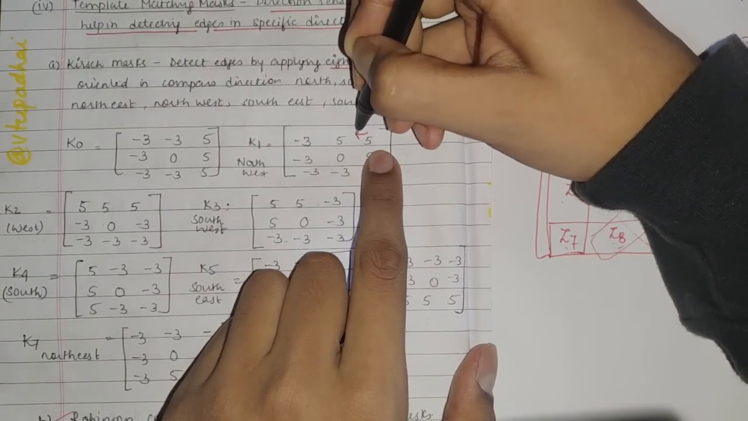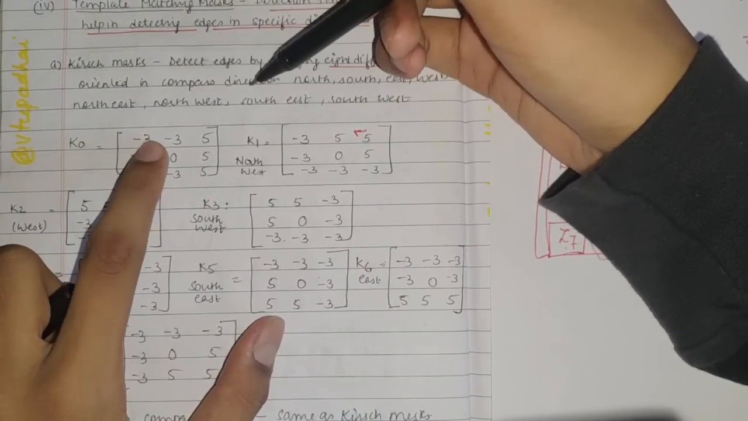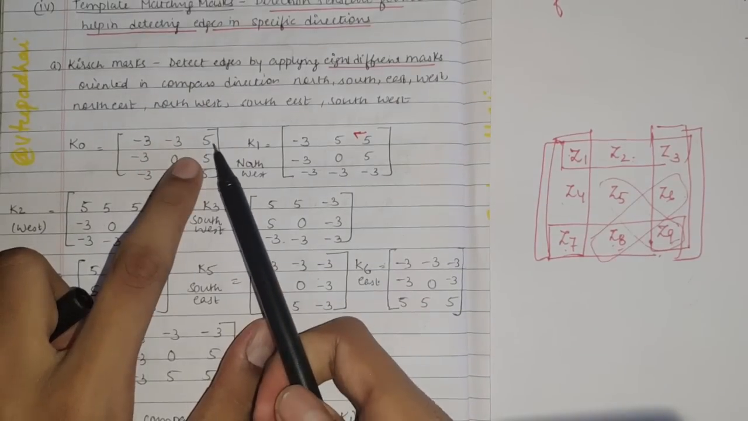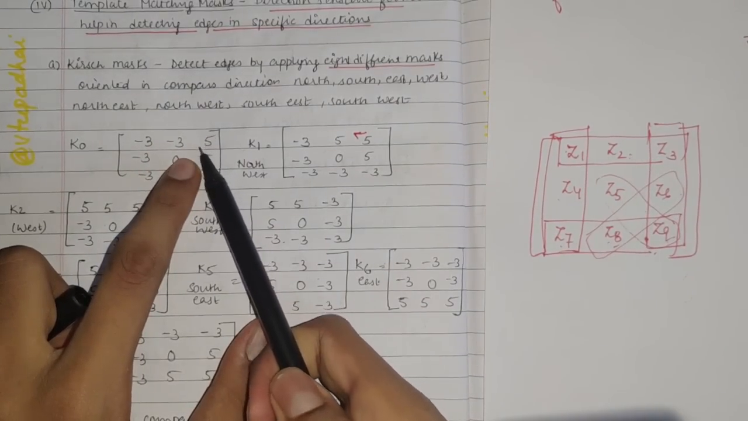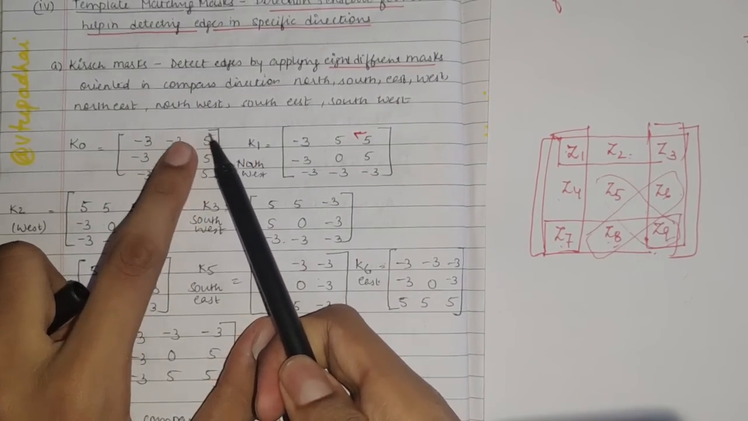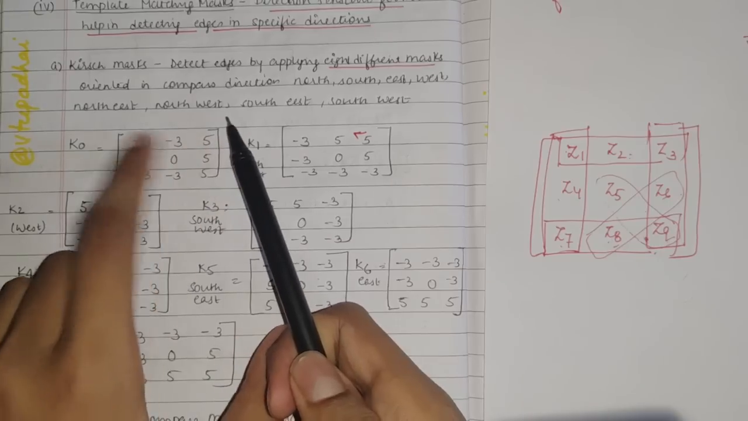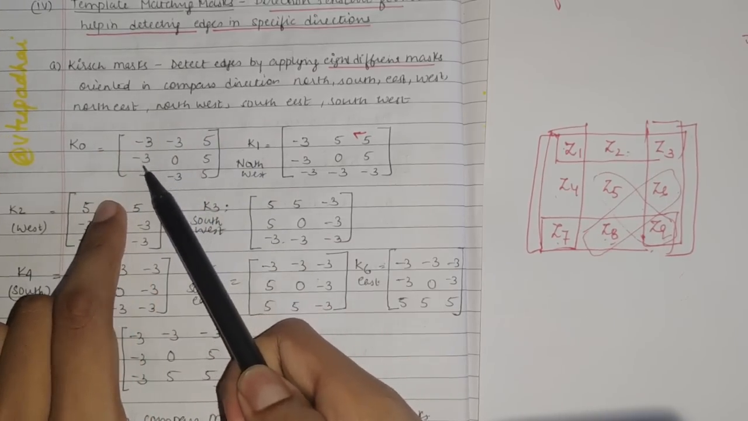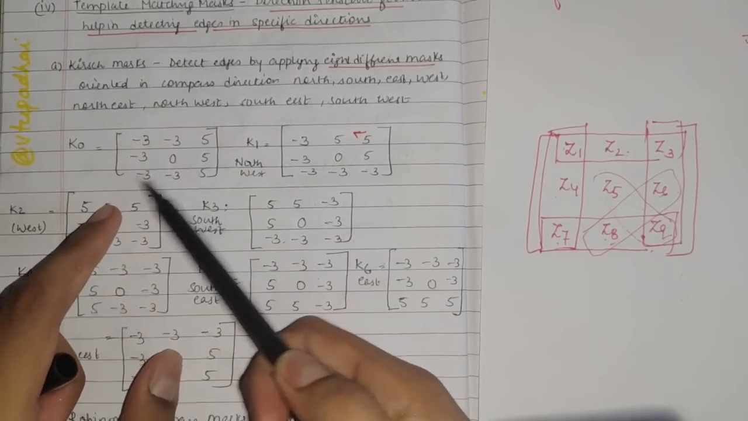For k1, for northwest, what we are doing is just shifting the pixel values towards the left. For example, you can see −3 −3 −3 and 5 was there, no? So if I shift this value of 5 towards my left, again you have to keep doing a left shift continuously, such that all the pixels get shifted one position to the next.